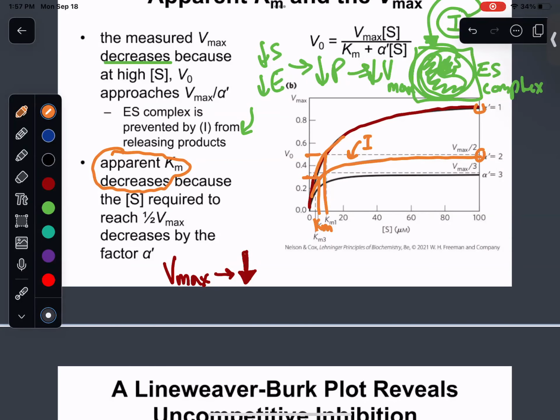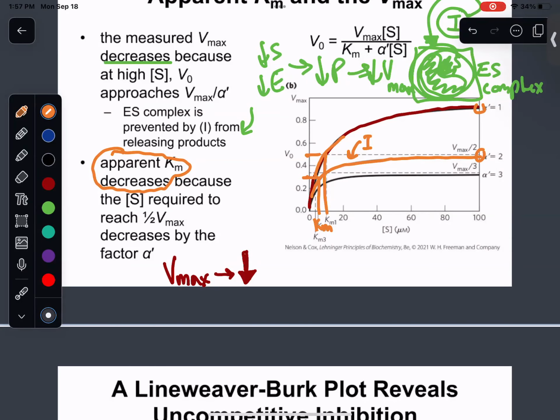So if we add more inhibitor, we'll see lower and lower Vmax values, which we do see happening here on the curve. Here we have the most inhibitor. Here we have some inhibitor. And here we have no inhibitor. As we get more inhibitor, the Vmax gets lower and lower. More inhibitor, less product. Does that make sense? Beautiful. Okay, let's move forward.